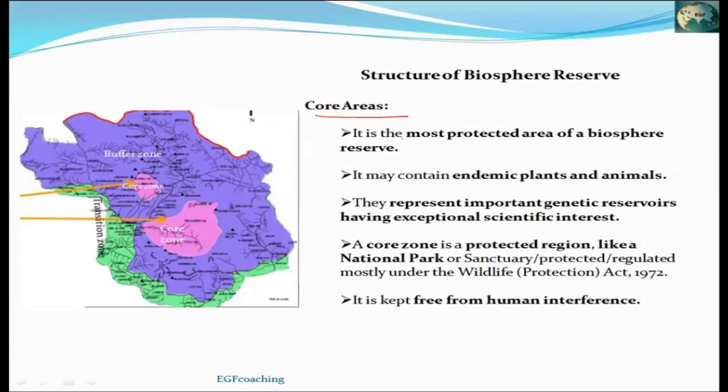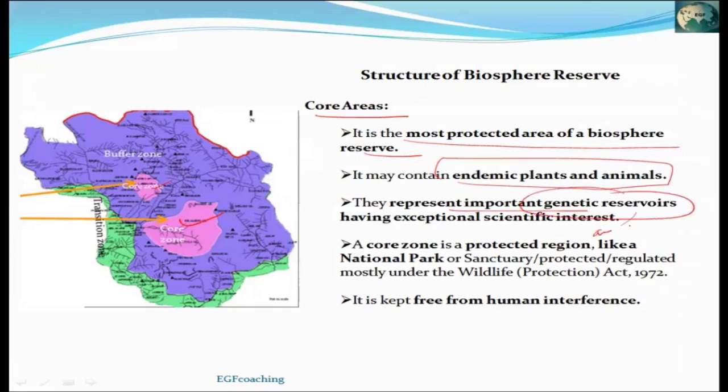So core area, this is the most protected area. It can have endemic plants and animals. And most important genetic reservoir is protected here. Genetic reservoir means animals and plant species. Core area gets protection like a national park. So no human interference is allowed here.